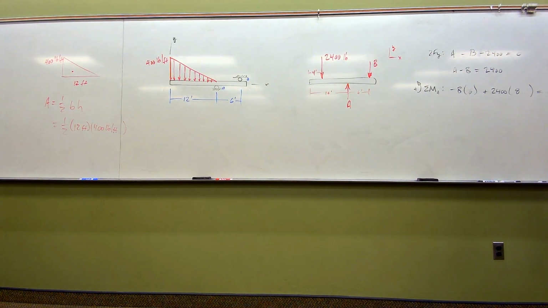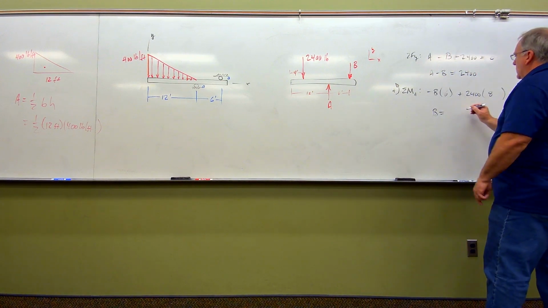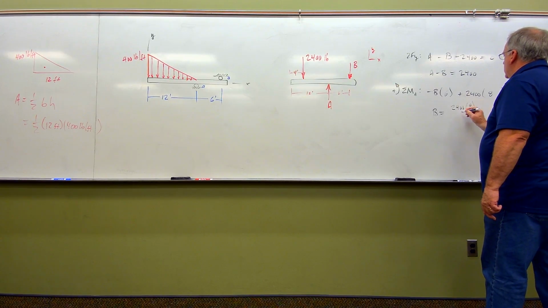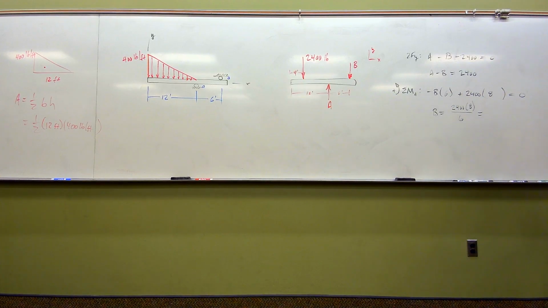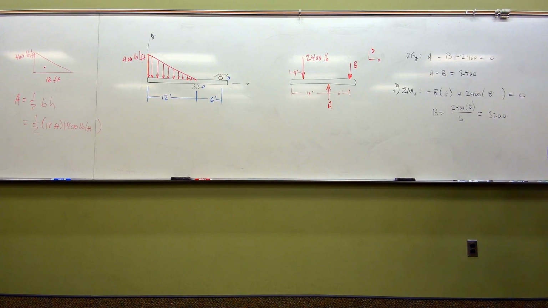So with all said and done, we're going to find from this equation that B is going to be equal to 2,400 times 8 divided by 6. And that, folks, let's see, 2,400 divided by 6 is 400. 400 times 8 is 3,200. So right now I have B is equal to 3,200 pounds.